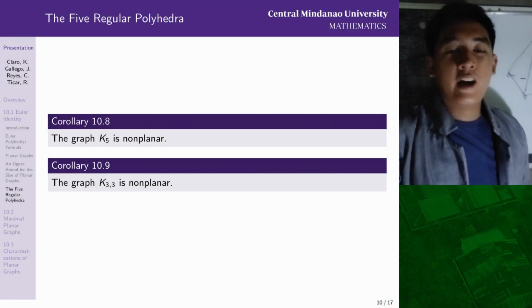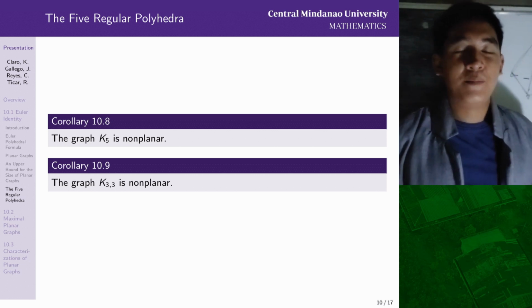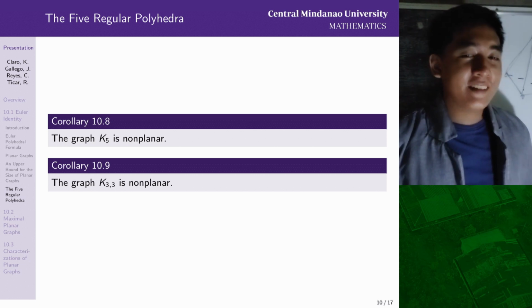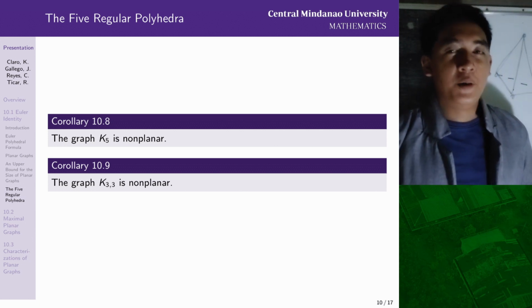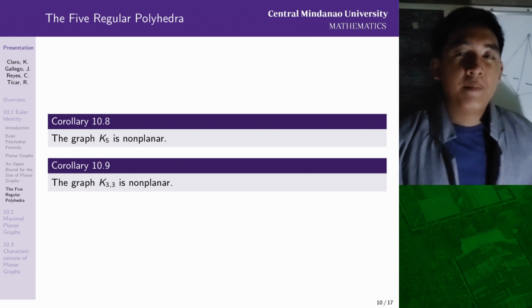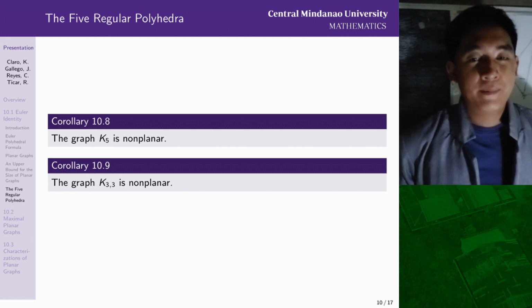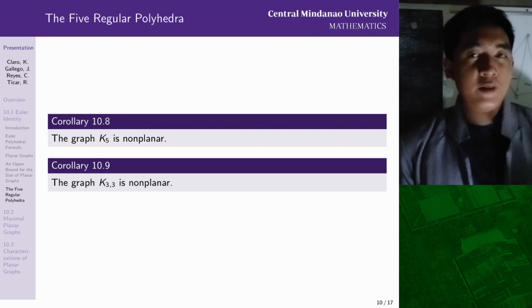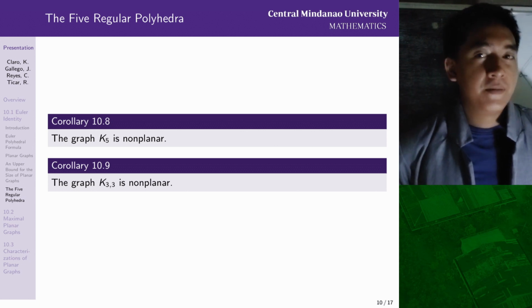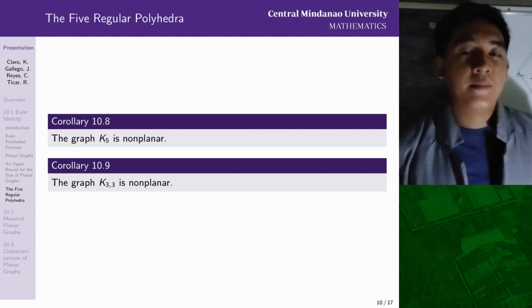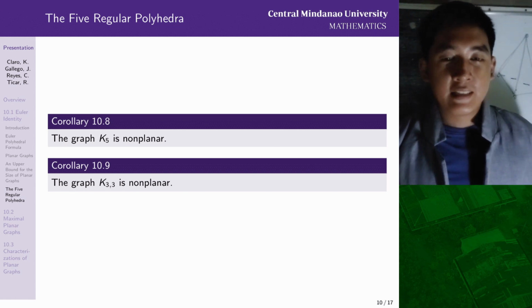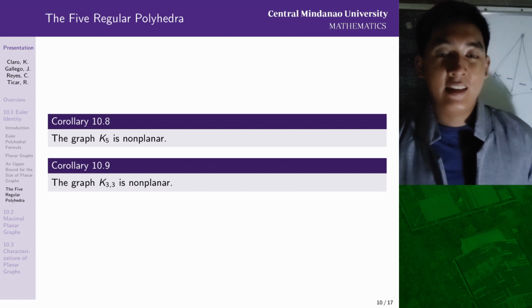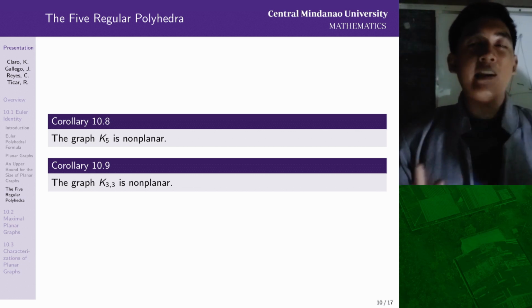So we have here corollary 10.8 and corollary 10.9, on the graphs K5 and K3,3. By corollary 10.8, the graph K5 is non-planar. So we already know that this is true. Earlier we showed by theorem 10.4 that the graph K5 is non-planar because, by theorem 10.4, if G is a graph with m greater than 3n minus 6, then G is non-planar. And indeed, 10 is greater than 9. Hence, K5 is non-planar. So we used theorem 10.4.